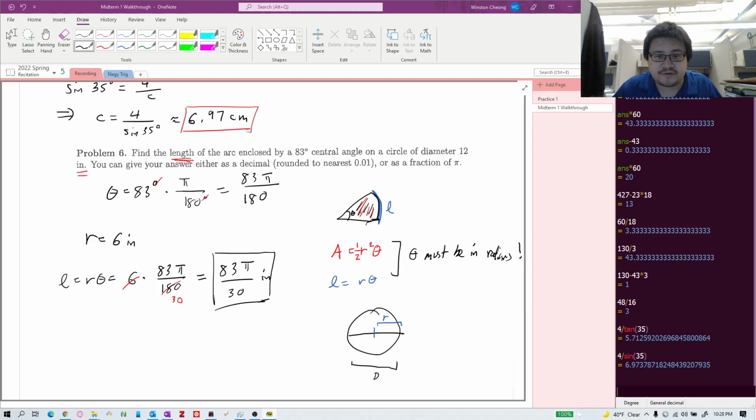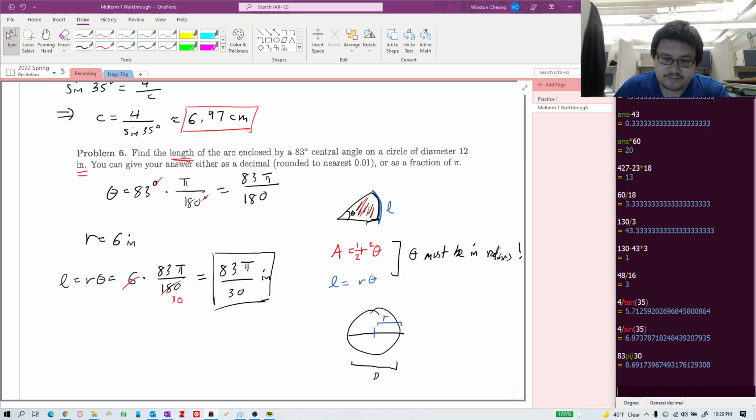The other corresponds to answering it as a decimal, rather than a fraction of pi. That's if you just plug this value into your calculator. On this calculator, pi is the value for pi, and it also implicitly knows I'm multiplying. So this is approximately 8.69 inches. You could say either of these would be accepted.